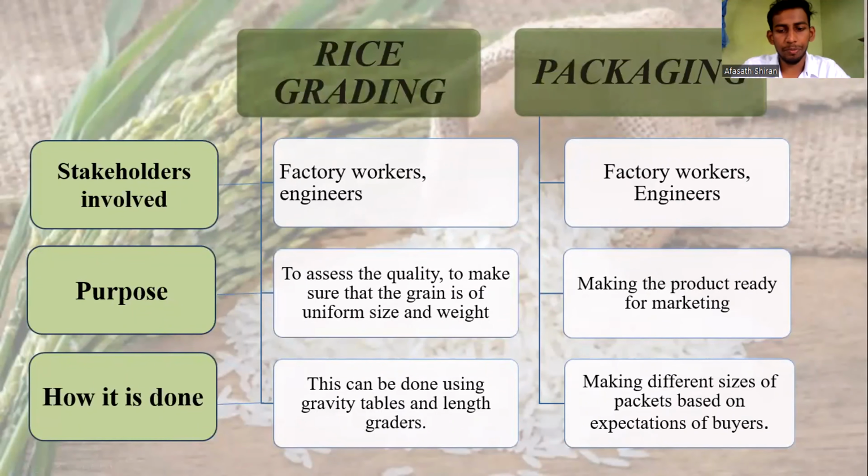And rice grading. The 7th step is rice grading. It's done by factory workers and the engineers. The purpose is to assess the quality to make sure that the grain is of uniform size and weight. This can be done using gravity tables and length graders.